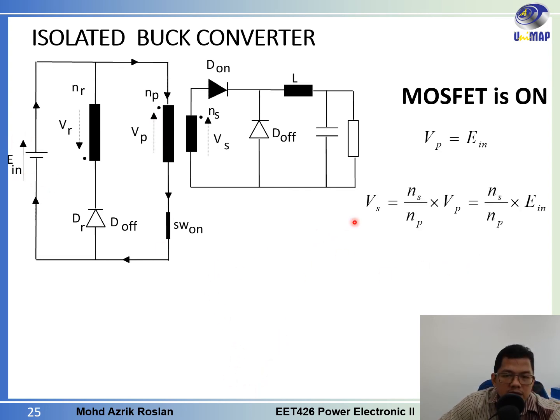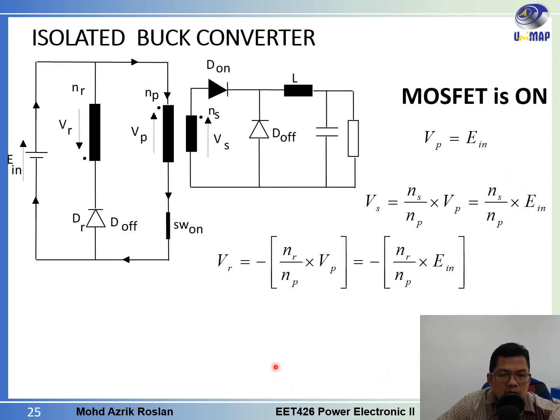Okay, now we will look at the VS. The VS is the voltage at the secondary side. Because we have the transformer relation, we know that VS over VP equals NS over NP. So when we move the VP to this side, VS equals NS over NP multiplied by VP. And because VP is equal to E in, we can also write VS equals NS over NP multiplied by E in.